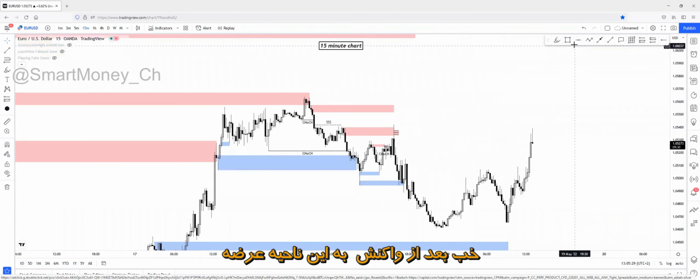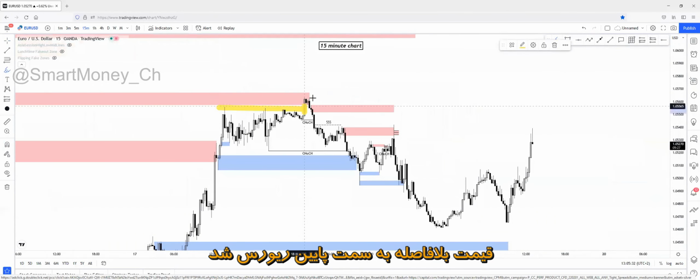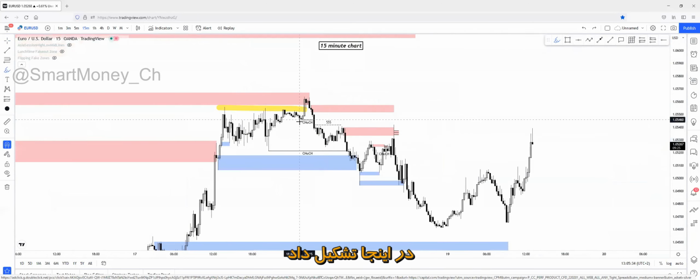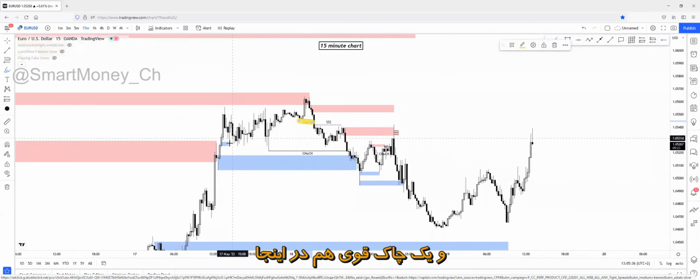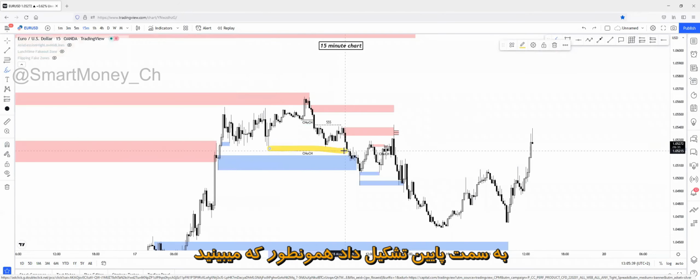So after the reaction on the supply zone and the upside liquidity range sweep, price has just reversed to the downside immediately and created a change of character here in the first place and created a strong change of character too, right here to the downside, as you can see.